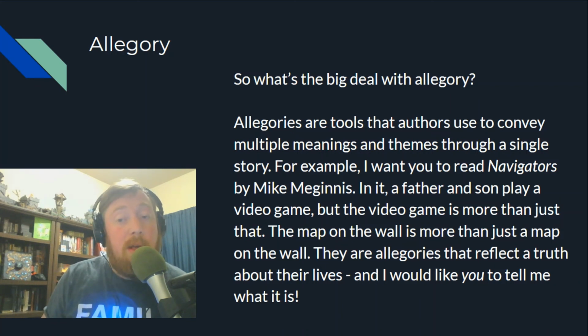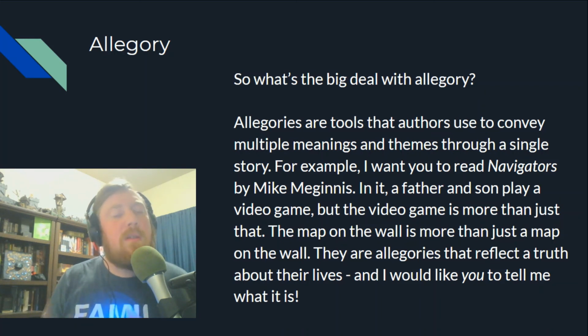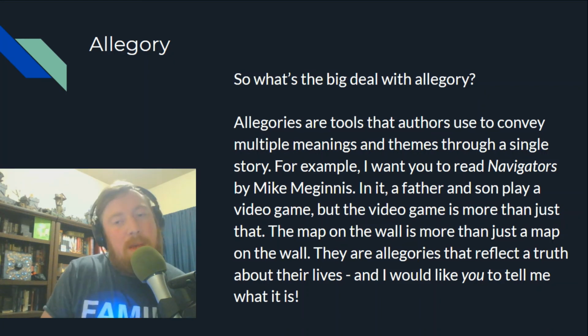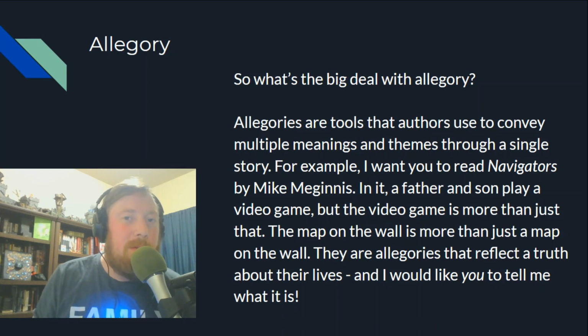In it, a father and son play a video game, and that video game is more than just a video game. Yes, it is a video game, objectively. That is the surface meaning, but there's a symbolic meaning too. The map on the wall isn't just a map on the wall. There's a symbolic or secondary meaning underneath that. They are allegories that reflect a truth about the lives of the characters. And I would like you to tell me what it is.